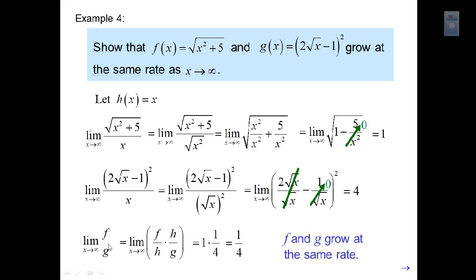And here you can also see they actually put in, here we're doing f over h, here we're doing h over g. You could flip that over. That's where the 1/4 comes in, by the way. And that limit would be 1 times 1/4, which is 1/4. Therefore, they grow at the same rate. That's the transitive property in a nutshell. All right, and that is all of 8.3.